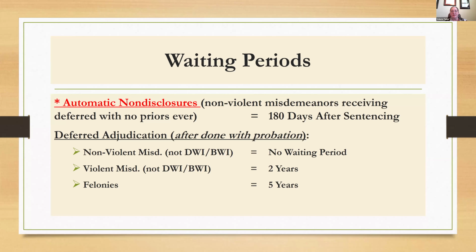Unfortunately, DWI is 2 years. So if you get deferred probation on a DWI, you're eligible 2 years after you finish your probation. And felony is generally anywhere from 3 to 5 years. It kind of depends. I put 5 years here on my slide, but it depends on the charge. And that's where the attorney gets involved and digs in and is like, okay, exactly when are you eligible? Where is my mouse? Here it is.